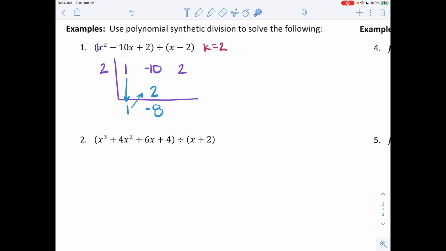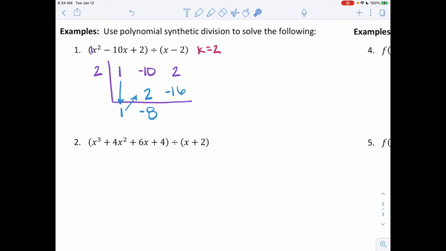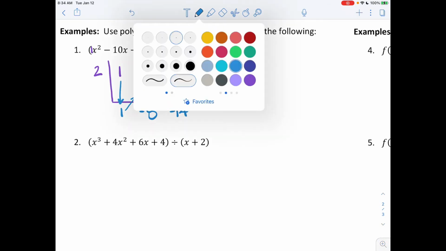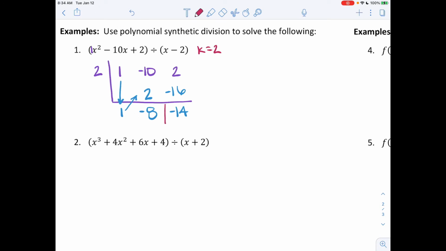So we're going to start over. We're going to say negative 8 times 2, and that's negative 16. So we'll put a negative 16 right here, and we will add 2 and negative 16 is going to give me a negative 14. And I'm out of numbers, so I'm done. The next step, or kind of a thing to remember, this is right up here above, is that we want to partition off the last number. This 14 right here will be our remainder. So I'm going to label that with an R, and R means remainder.